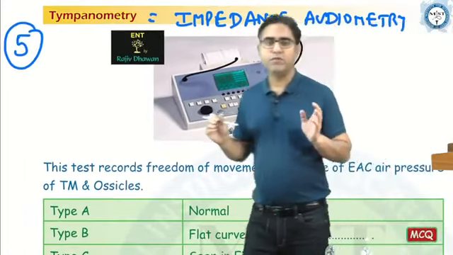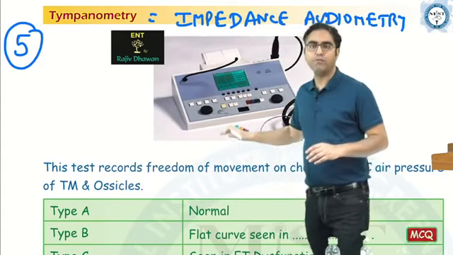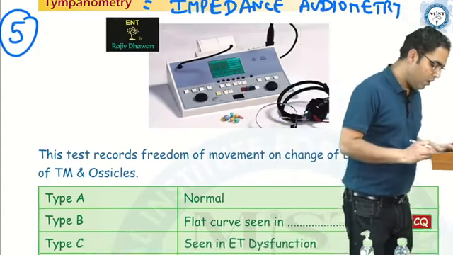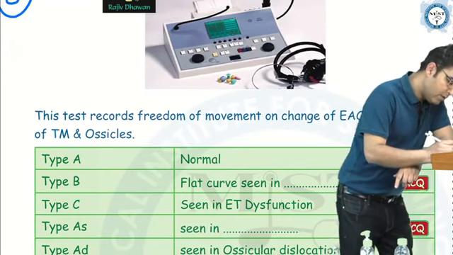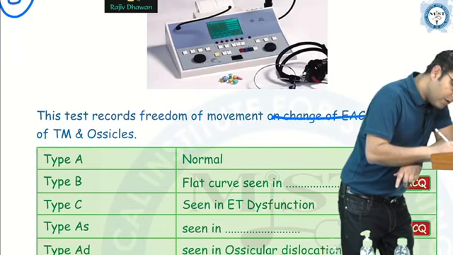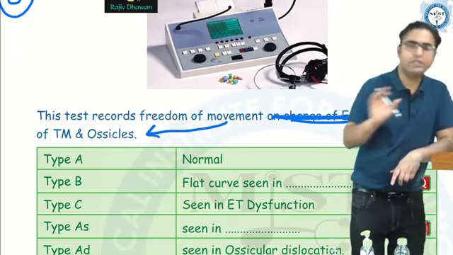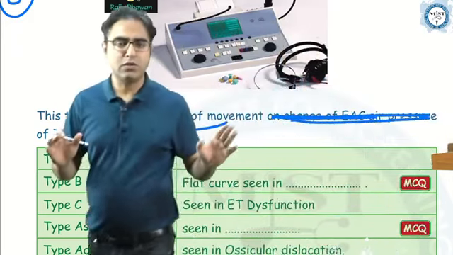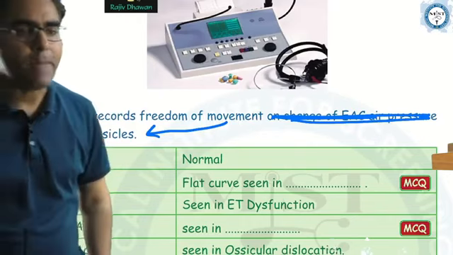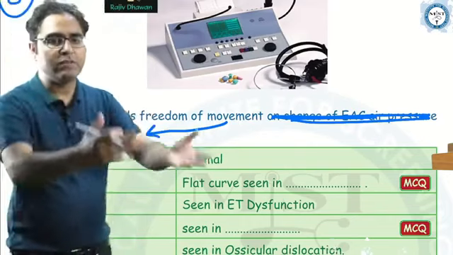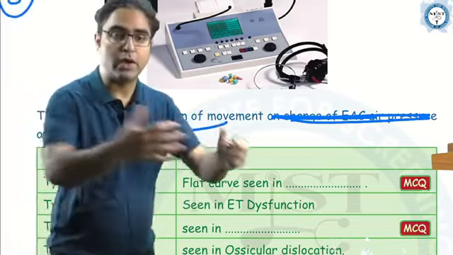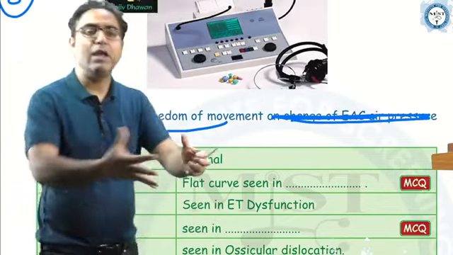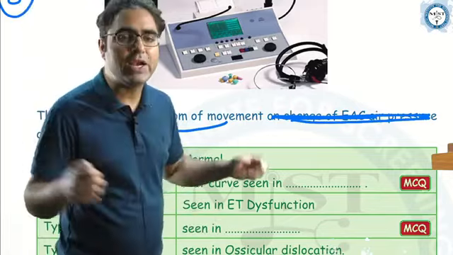This test records freedom of movement of the TM and ossicles on change of EAC pressure. This is sufficient. This test records freedom of movement of the tympanic membrane and ossicles. How much freedom is there to move? I told you the tympanic membrane and ossicles are one unit. They move together. How much is the system elastic? How much is the system free to move?